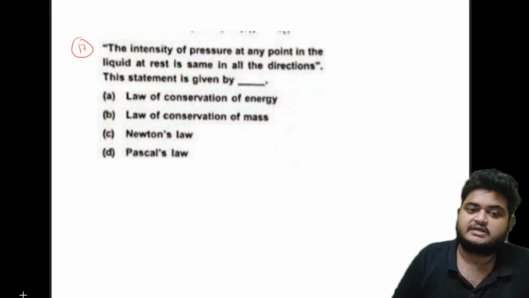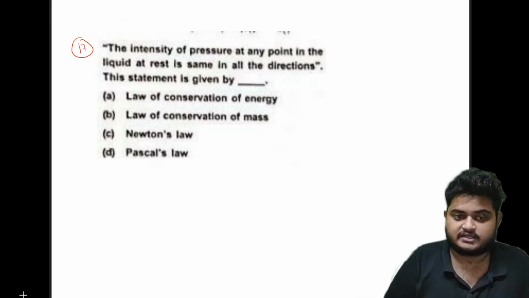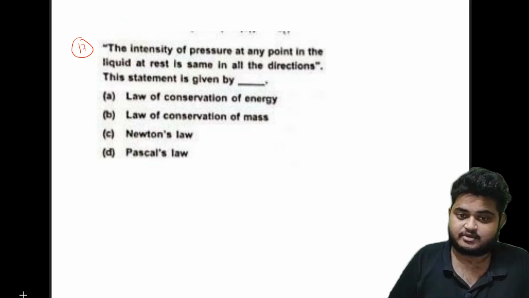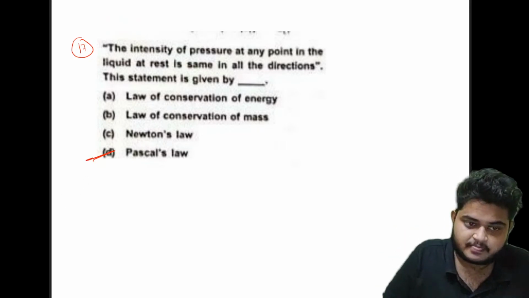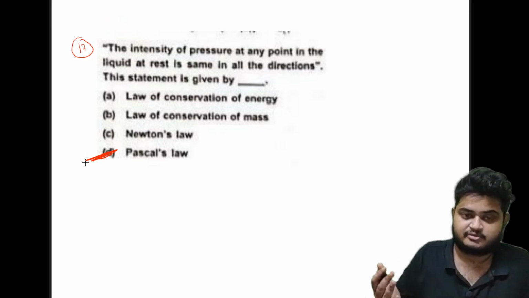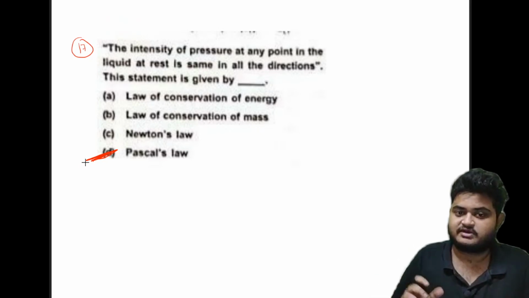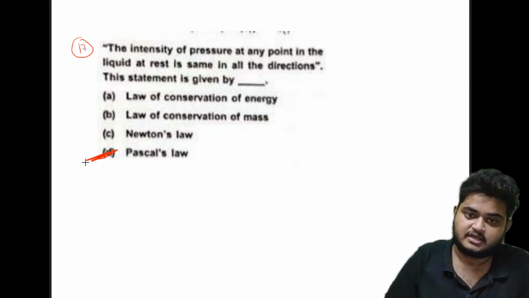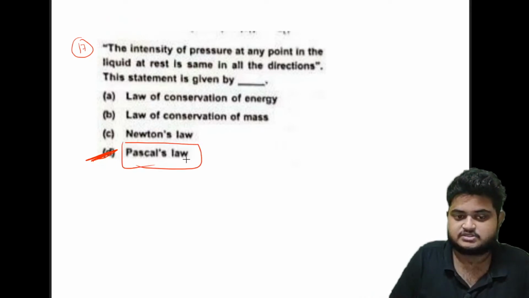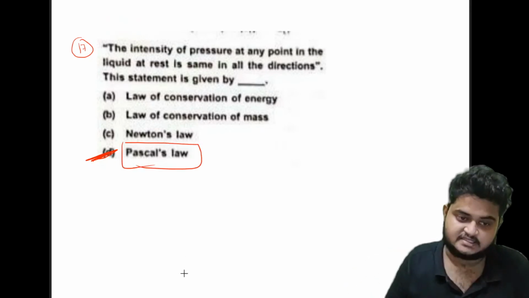It is given that the intensity of pressure at any point in the liquid at rest is same in all the direction. Is the statement given by Pascal's law? This is given by Pascal's law. Pascal's law states that the intensity of pressure at any point in the liquid at rest is same in all direction. So already we have discussed the Pascal's law. Option D is the right answer.